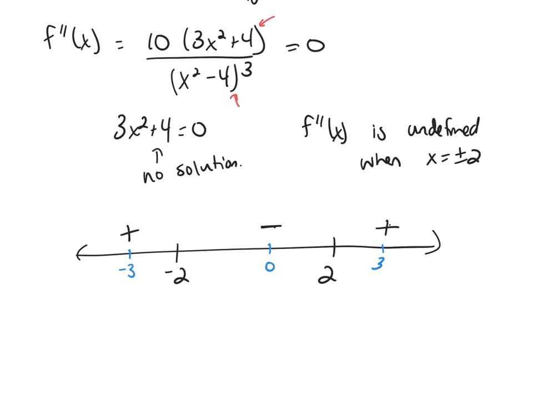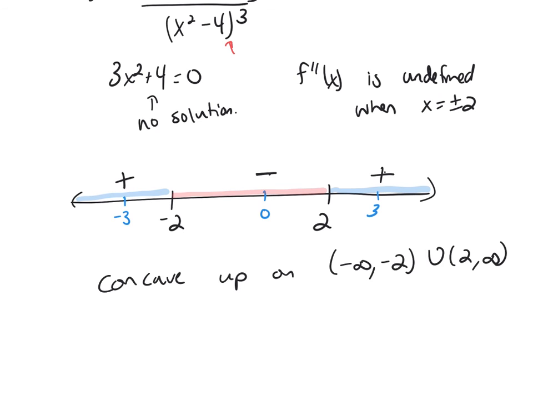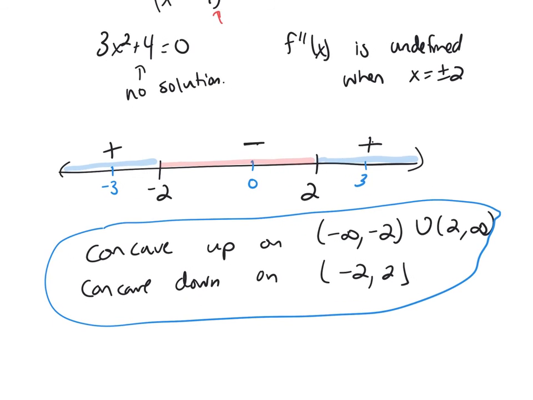So again, where's my graph concave up? It's concave up anytime I have positives. It's concave down whenever I have negatives. So my answer is concave up on the intervals negative infinity to negative 2 and 2 to infinity, and it's concave down on the interval negative 2 to 2. And there's my description of when it's concave up or when it's concave down.